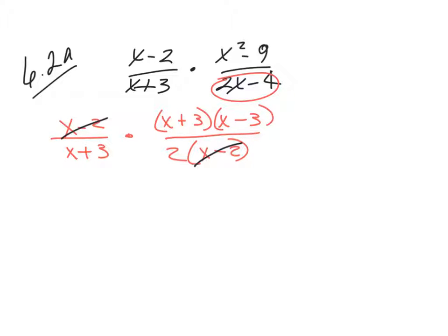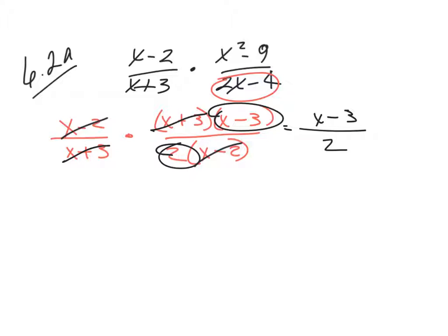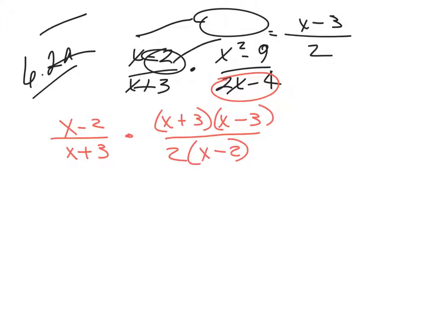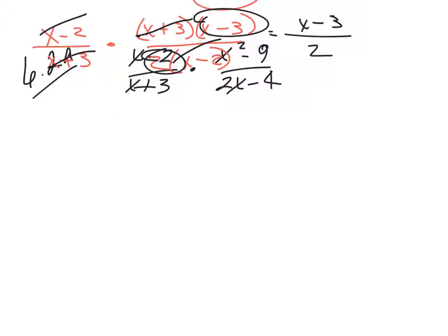Alright, same with the x plus 3 and the x plus 3. And that leaves me with what's left on top, x minus 3 over just the 2. So what I did then is I just multiplied those. Now, when you're given a division problem, it is done the exact same way, only there's one little additional step, which won't be too bad.